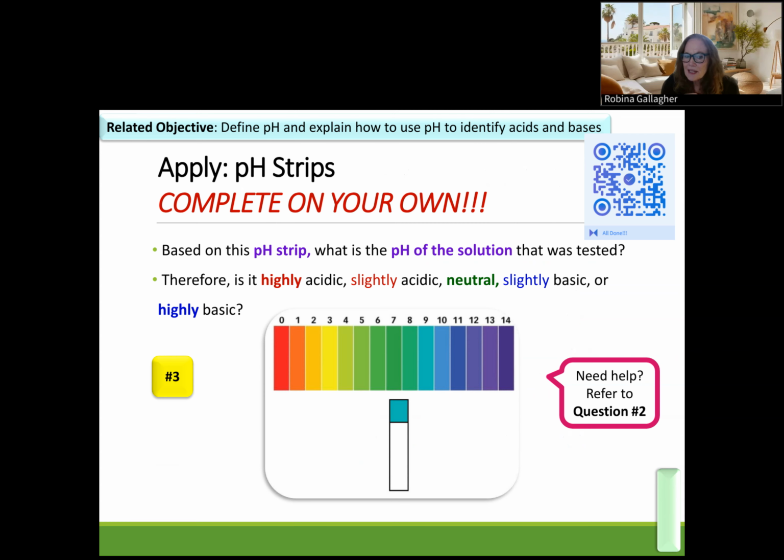which brings us to question number 3. On your notes, you have a piece of pH paper that has been dipped in a solution. You need to identify: is it highly acidic, slightly acidic, neutral, slightly basic, or highly basic? What do you think? And again, you can go back and look at question number 2, which has different pHs on there, to help you identify what it's closest to.